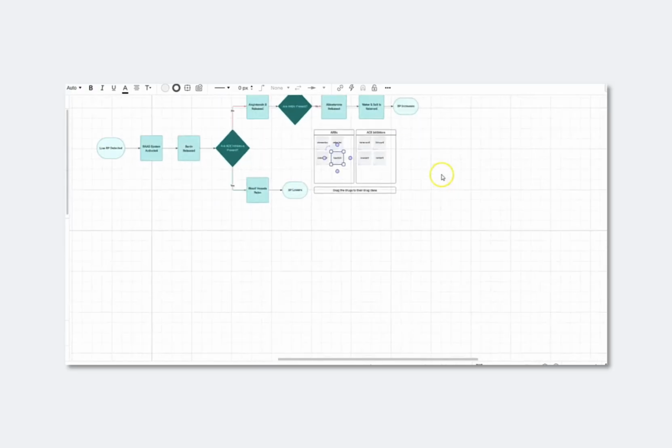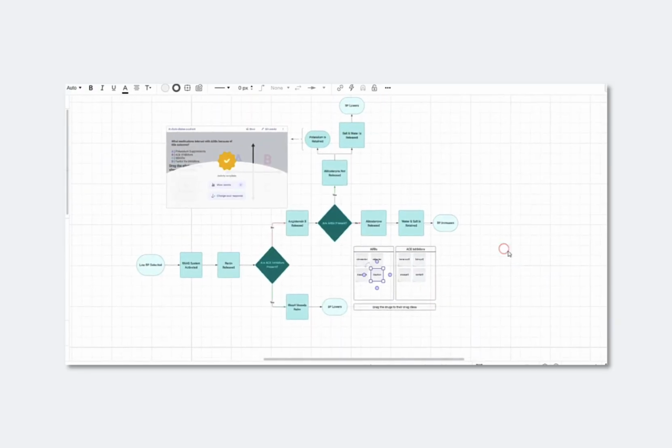This is an activity I would share with my students to help them learn their drug words for the week and to help them understand how those drugs work in the body.